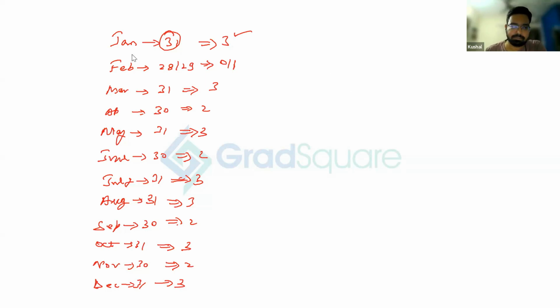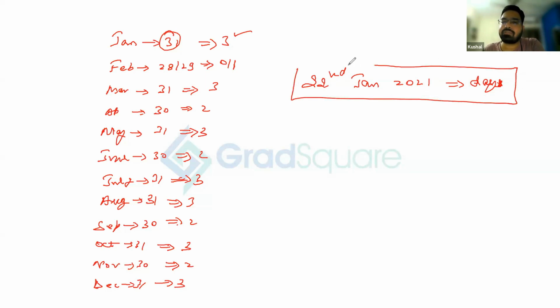Clear? Okay. Now, let's say we try to calculate a date. Let's say you have 22nd of January 2021. What is the day on this? Try it out. Take your time and tell me the day on 22nd of January 2021. Take a minute's time. Try this out.